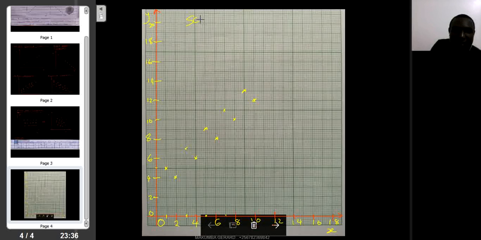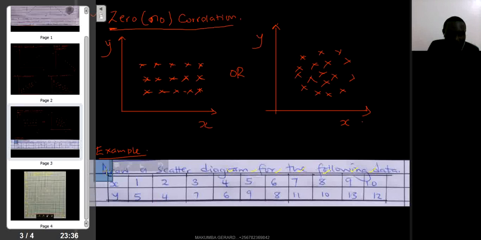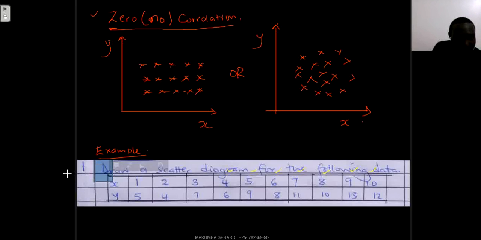So this is the scatter diagram, and we are done with it. So what does it mean? Let's go back here. You can observe that this came first. Here we have the values of x, and this is the value of y. Now, what comes first is always the independent variable.